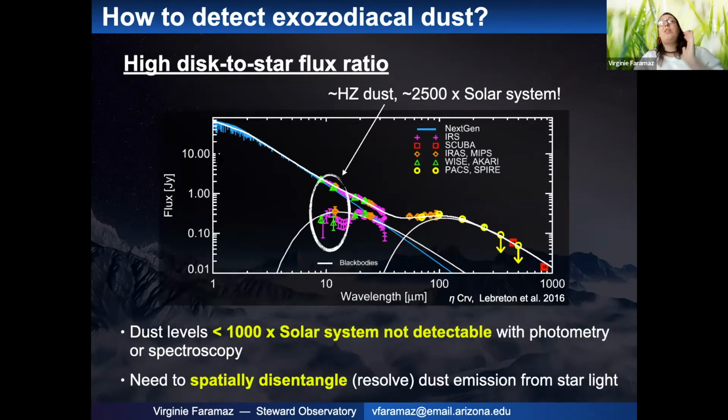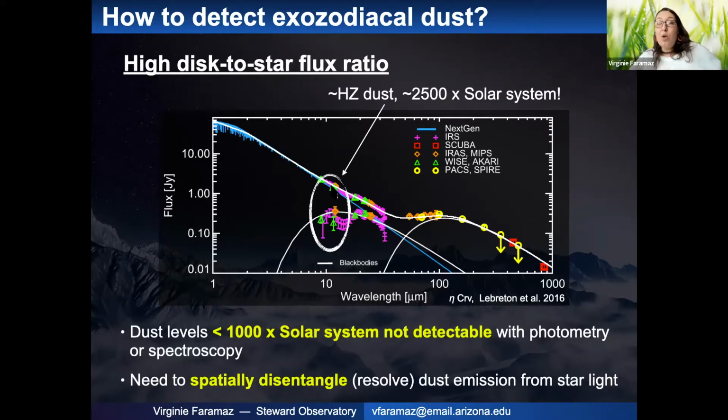So how do we detect this exozodiacal dust? I gave you a clue. I told you about mid-infrared, but I wanted to stress here that we cannot really do photometry or spectroscopy. This is illustrated with this graph, the spectral energy distribution of Eta Corvi, which is probably one of the brightest exozodies that we know of. It's 2,500 times the levels of zodiacal dust of the solar system, and you can see that the levels are just above the stellar SED, the stellar emission.